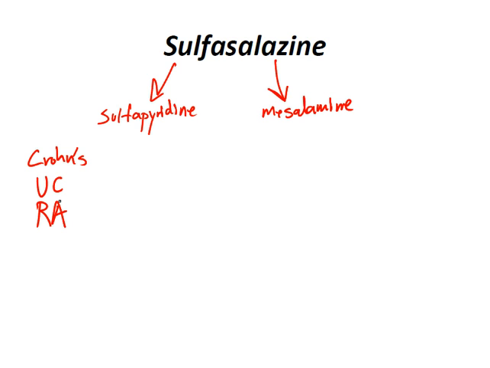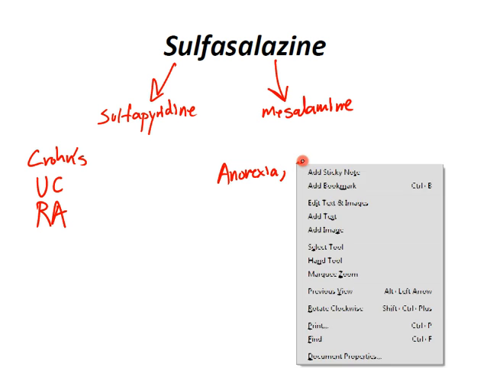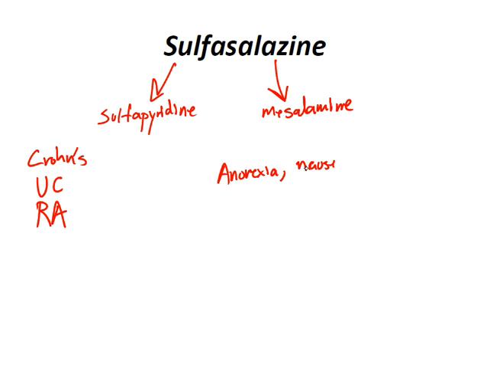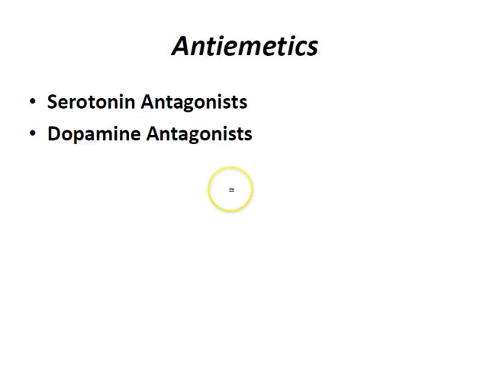What about toxicity of sulfasalazine? What do you got to worry about here? You got to worry about anorexia, nausea, vomiting. Sulfa toxicity. So you can get like a Stevens-Johnson syndrome or a kidney failure, kernicterus, maybe porphyria. How about oligospermia, which is reversible? We all know. All right, antiemetics, moving right on.